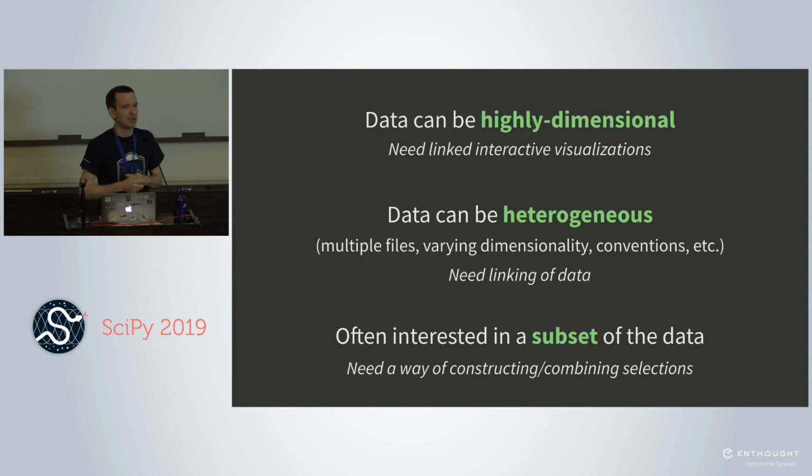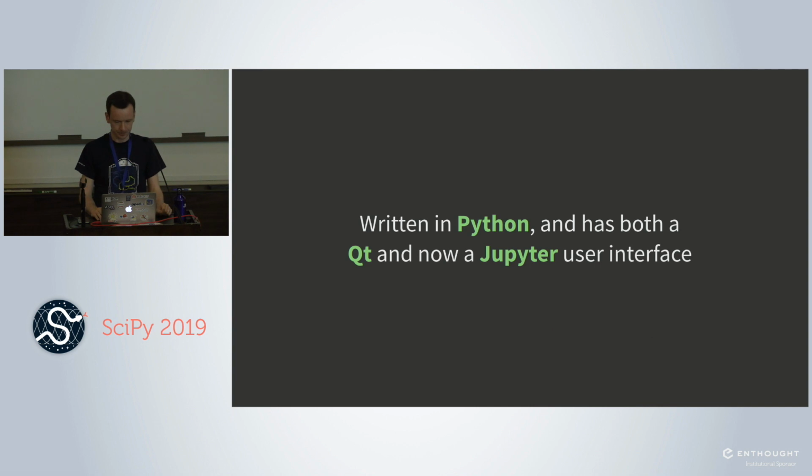The third motivation is that a lot of the time, scientists are interested in a subset of the data. There are cases, of course, where you're interested in the whole data set, but a lot of the time, you're actually interested in exploring a very large data set and drilling down on very interesting subsets, maybe unusual subsets of data. So we need ways of constructing and combining selections of data in this high-dimensional space across multiple files. So that's the motivation for Glue.